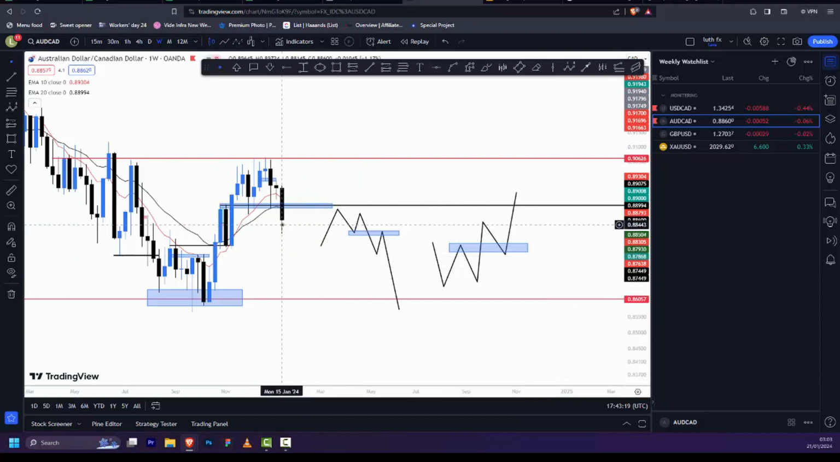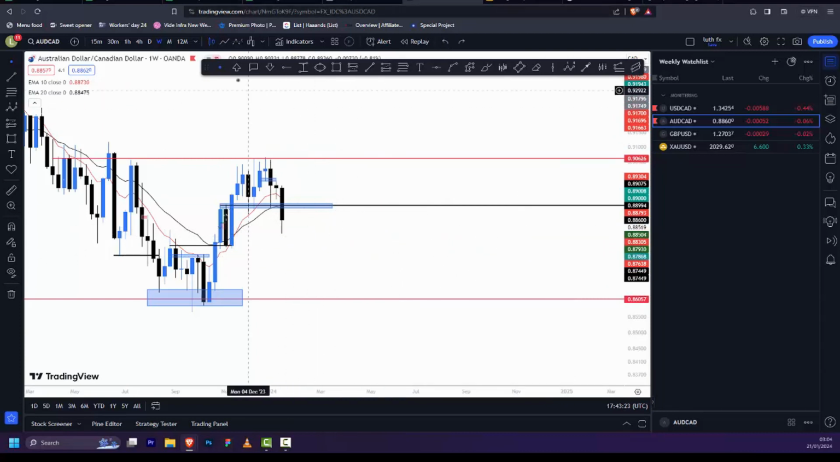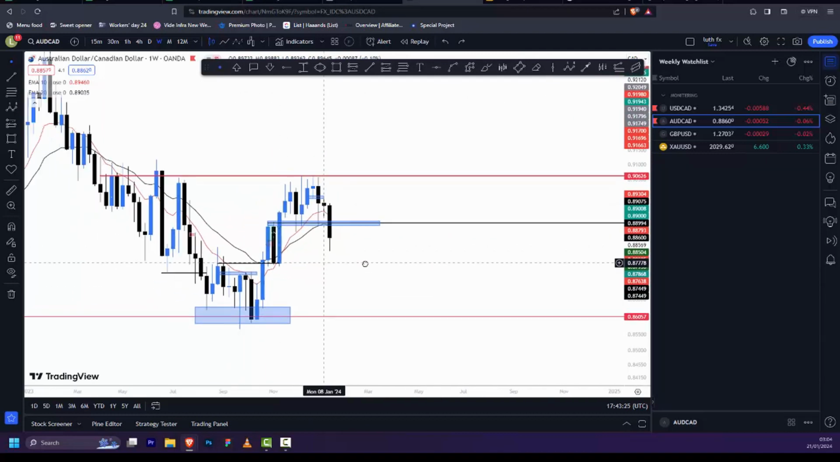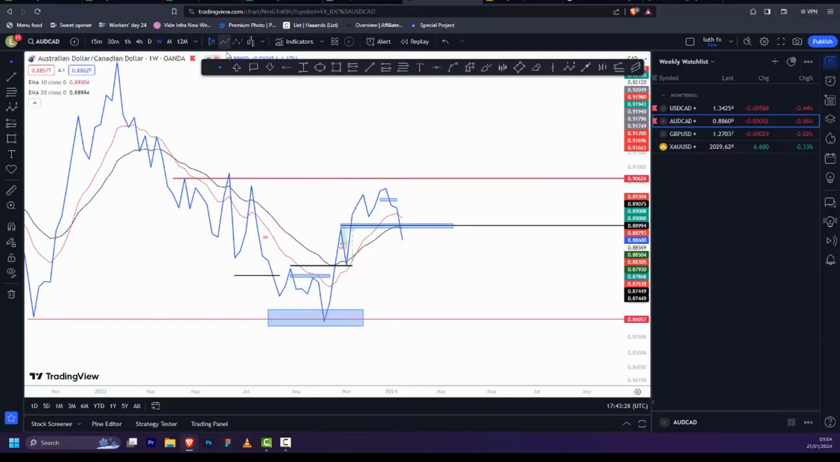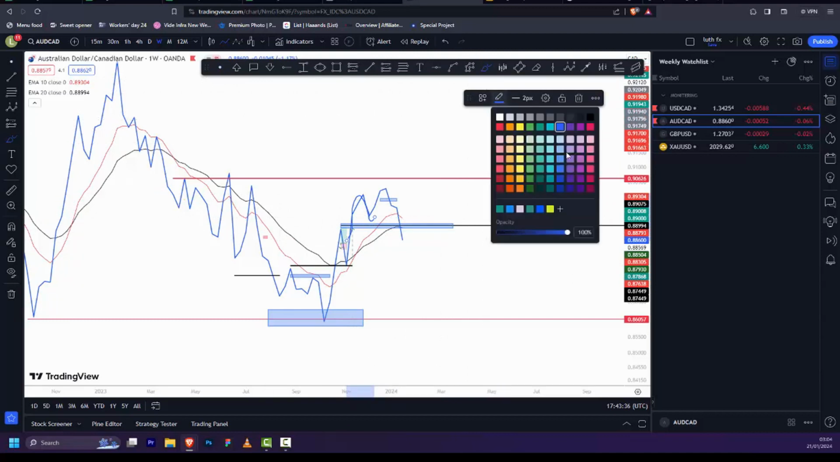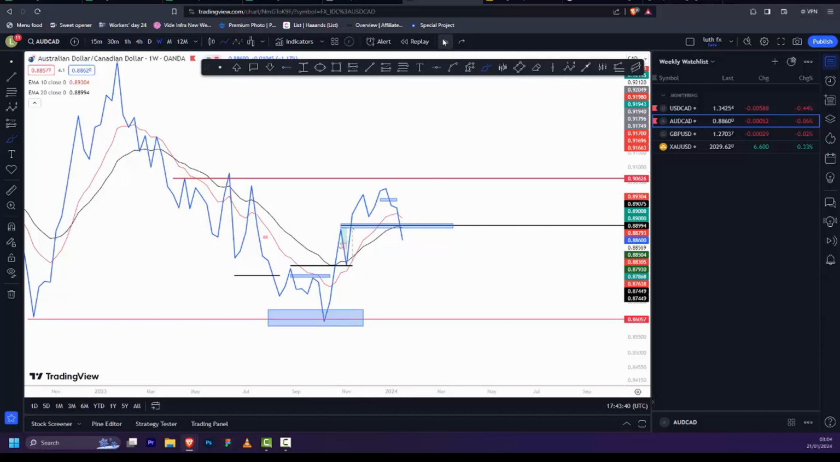Now, what you can currently see in the weekly time frame is a beautiful M formation playing out, right? And if you want to see it clearly, we can easily switch to our line chart, and we can see that the market has formed a very beautiful M formation, right? Let me take it back a little bit.